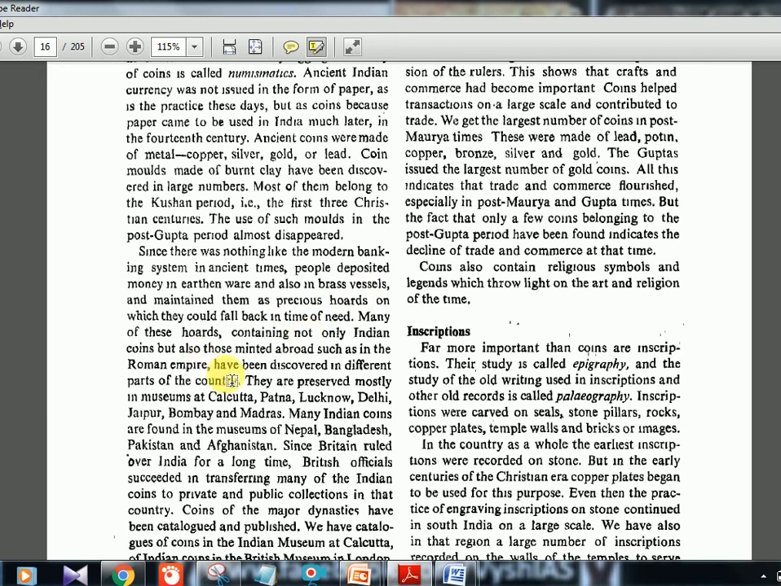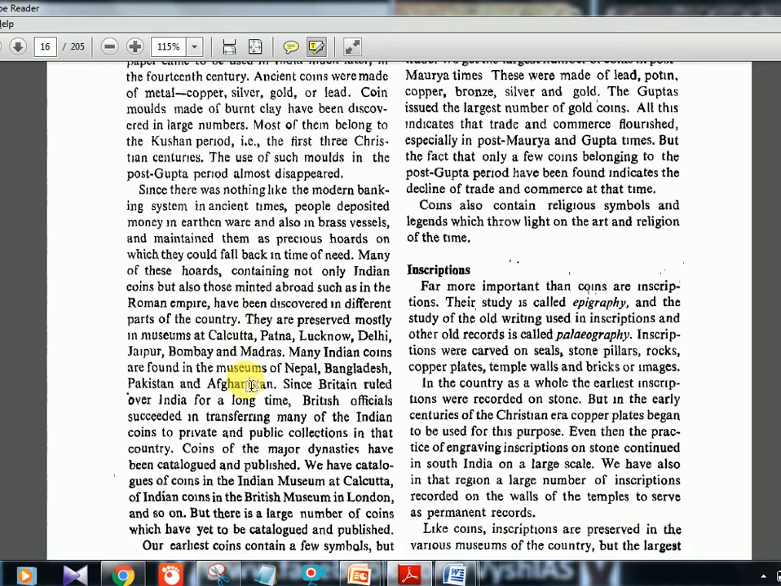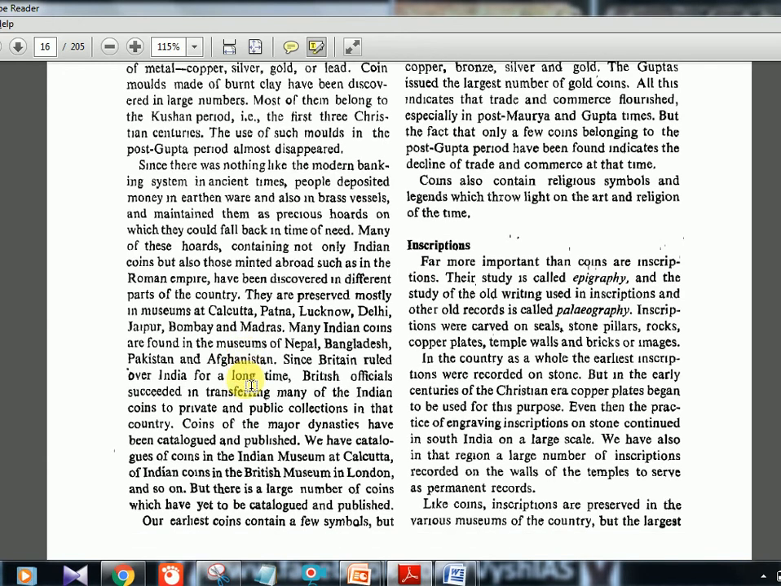Many of these hoards contain not only Indian coins but also those minted abroad, such as in the Roman Empire. Okay, even foreign coins have been discovered in India. You know, Kerala or South India, Tamil Nadu, these places had trade with the Roman Empire. Okay, in huge quantity, you can say, like pepper will be given and then they will be taking gold from there. Okay, so now most of them are preserved.